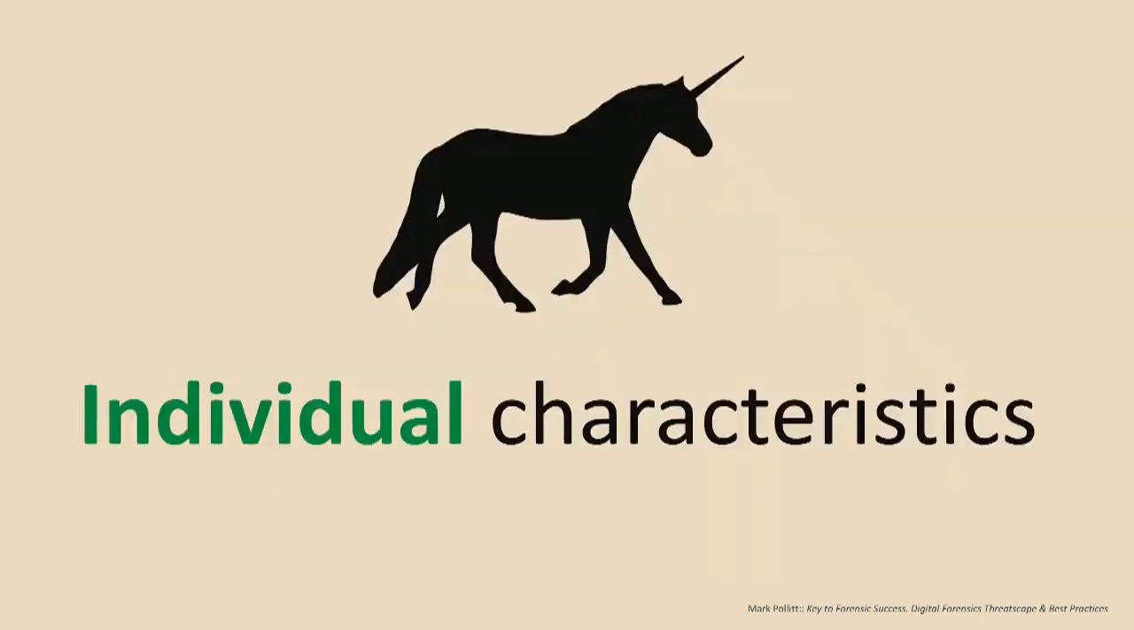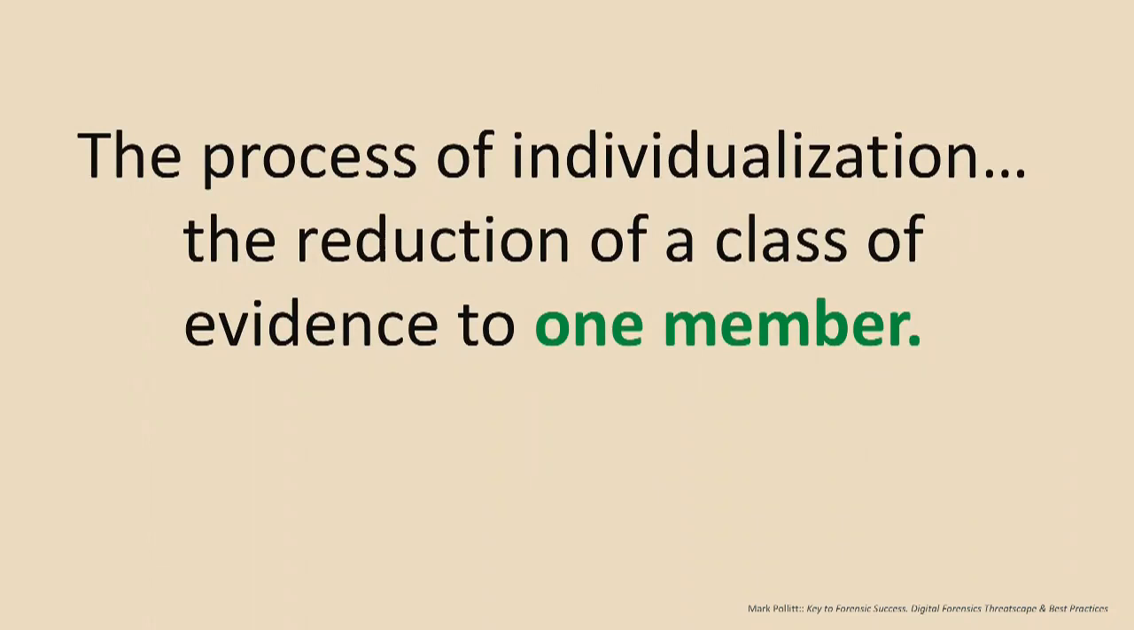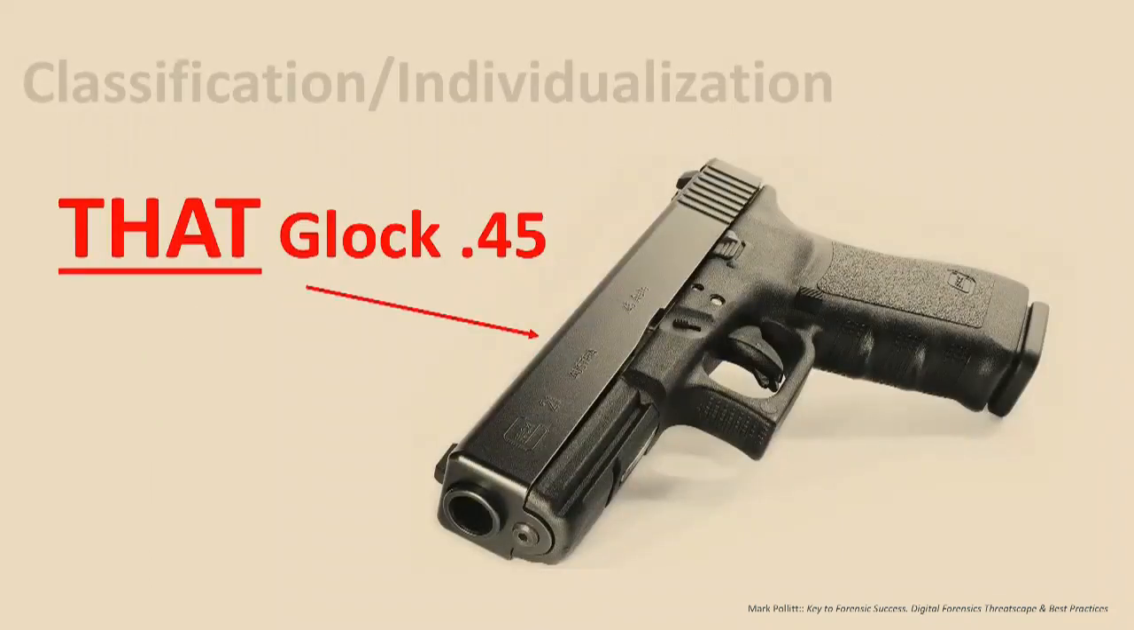Now, individual characteristics. This is where you want to get to. This is the unicorn. This is where we want to be. When I get to individualization, I'm no longer saying it's a Glock 45 ACP. It's that Glock. It is that Glock right there. So that's kind of what we need to get to. And that's what classification and individualization is talking about. Putting it into a group to distinguish it from all others. It's not just a bullet. It's a 45 ACP from a Glock. Narrowing it there. And then when I get to individualization, I can say that bullet from that gun.